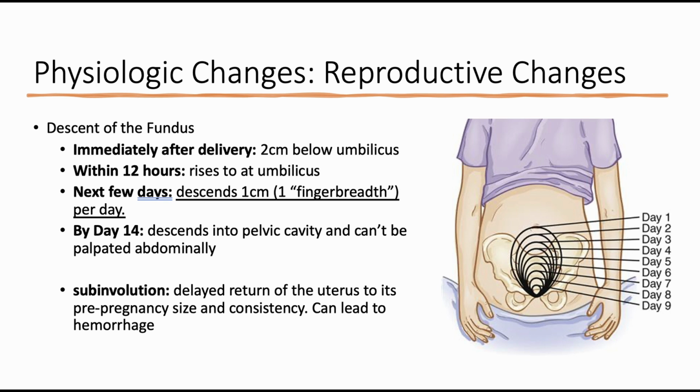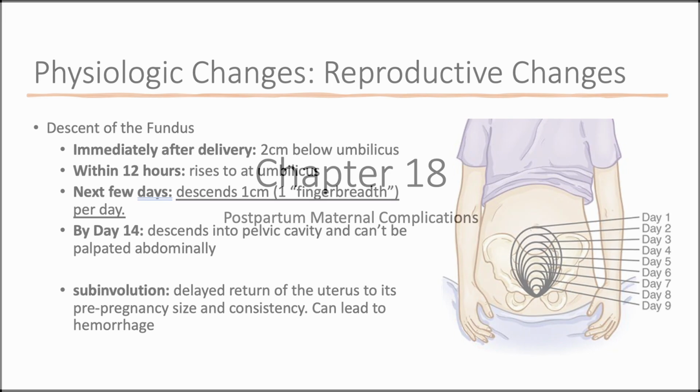Subinvolution is when that does not happen, when the uterus is not descending at the rate we expect. It's a delayed return of the uterus to its pre-pregnancy size. That can cause hemorrhage, or could be a sign of hemorrhage. But we'll talk about that in the next chapter. After pains.